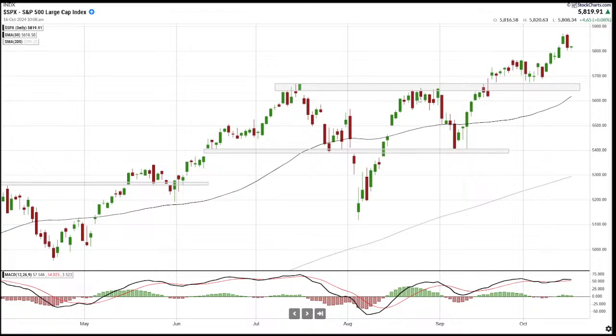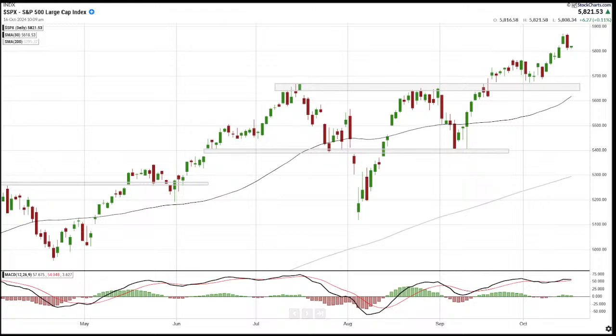Look at this one here. I mean, for basically over a week, it just kind of went sideways and then even popped up. Then of course we got this sell-off. So I wouldn't read a whole lot into yesterday. It wasn't what I would call an extremely bearish candle.